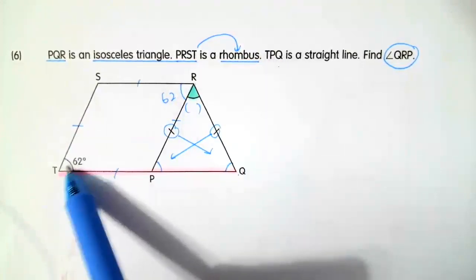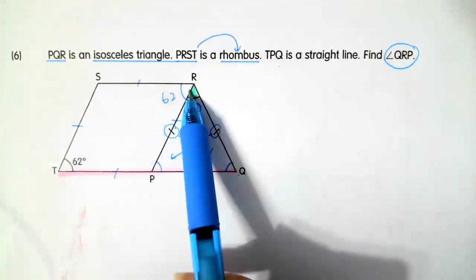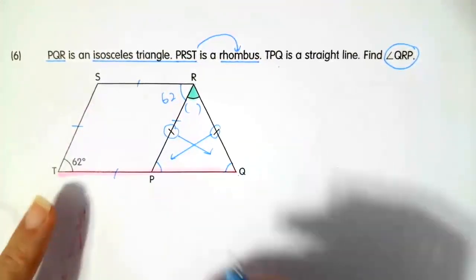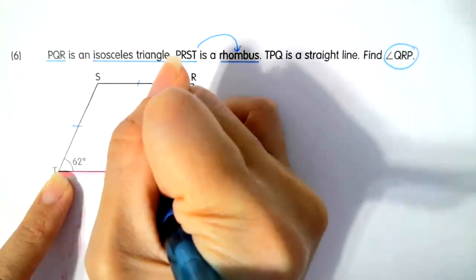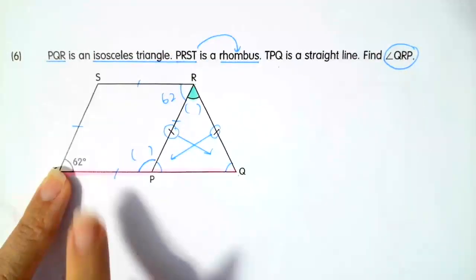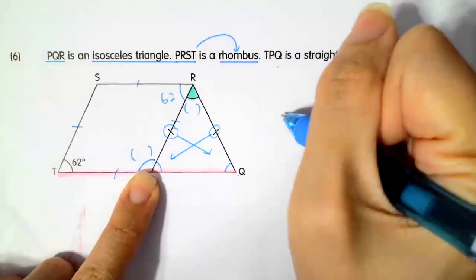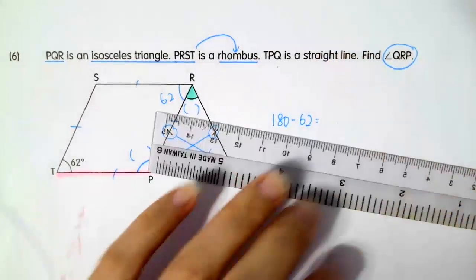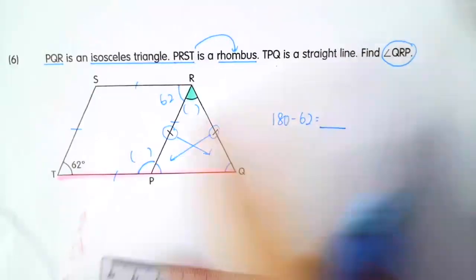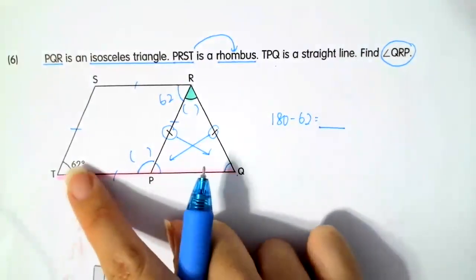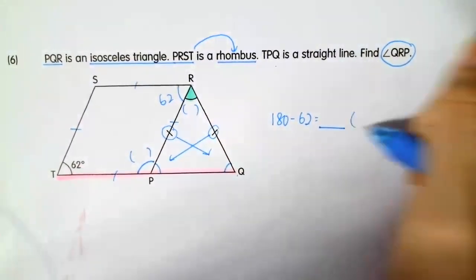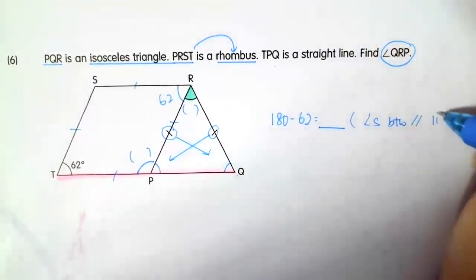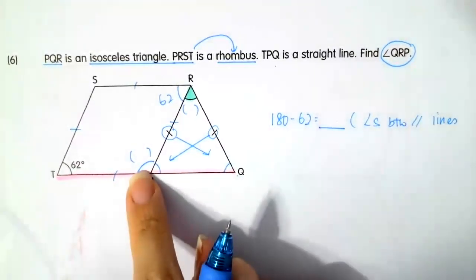First of all, your first step: just now I mentioned that in a rhombus there are two rules. Diagonally opposite angles are the same, and also angles between parallel lines add up to 180. So my first step can be 180 minus 62 to get this angle here, angle TPR. The rule here will be angles between parallel lines.